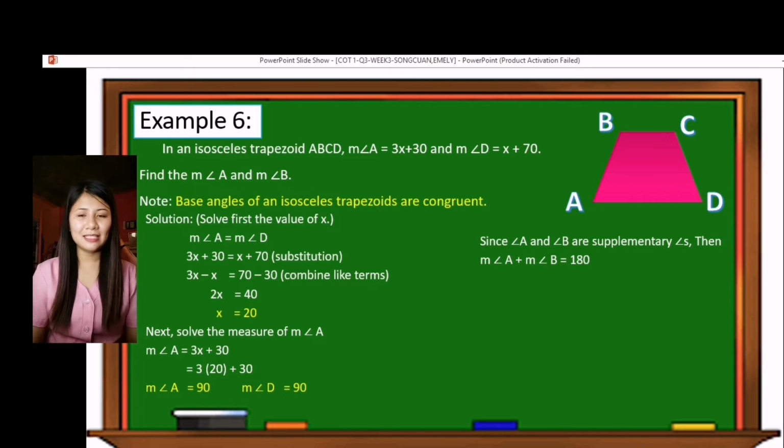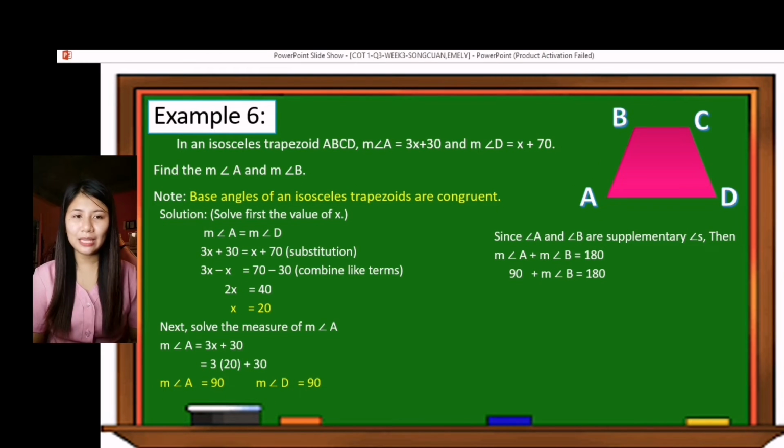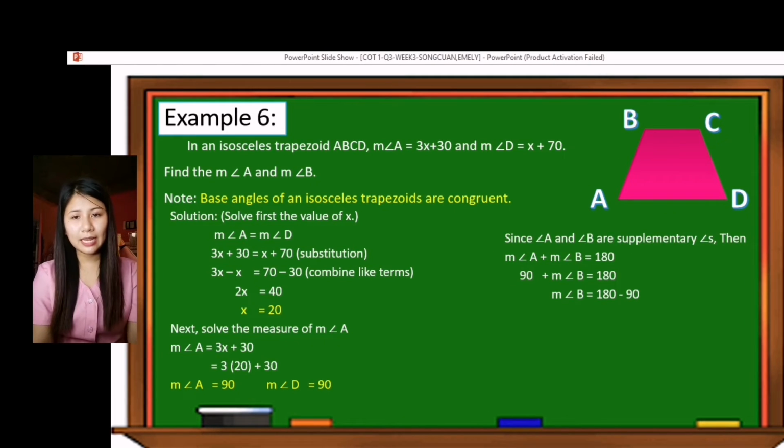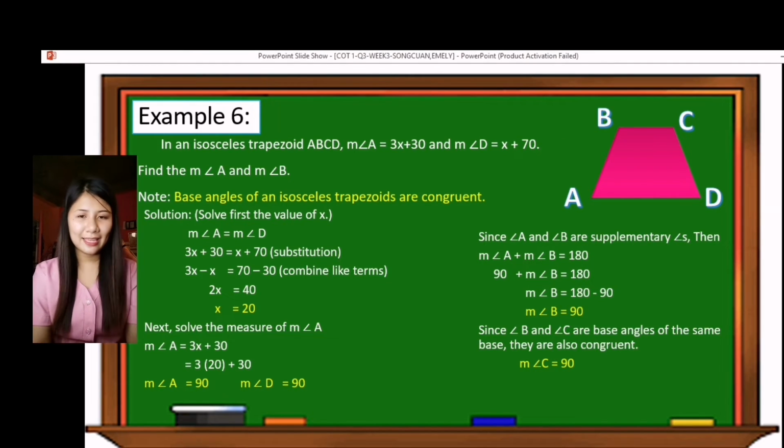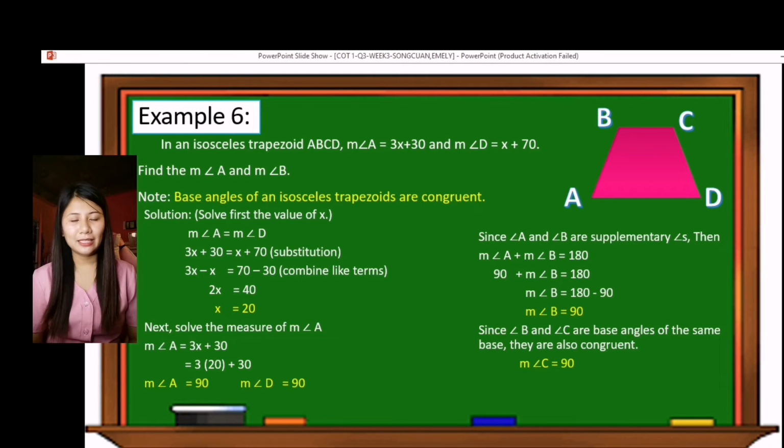Since angle A and angle B are supplementary angles, then the measure of angle A plus the measure of angle B is equal to 180. So let us substitute the given value of the measure of angle A. So the measure of angle A is equal to 90 plus the measure of angle B is equal to 180. So since we're looking for the measure of angle B, transpose the 90 to the right side. So 180 minus 90, that is 90, correct? So measure of angle B now is equal to 90.